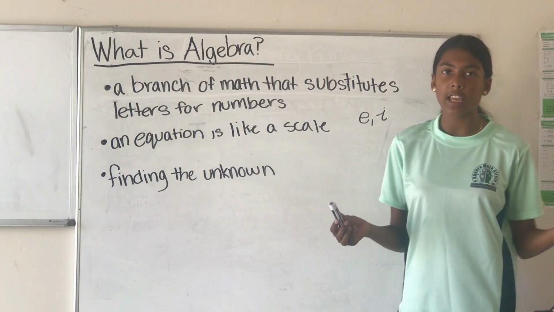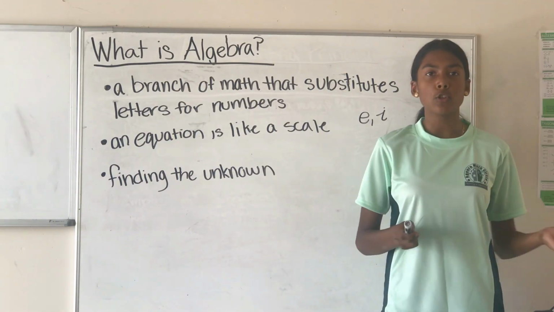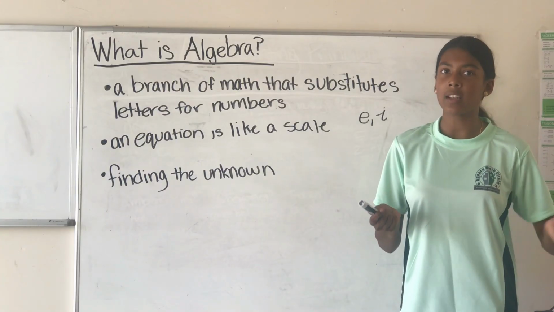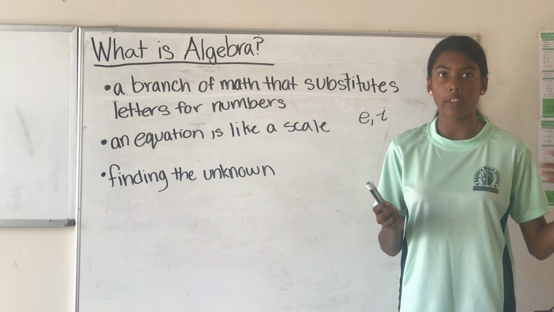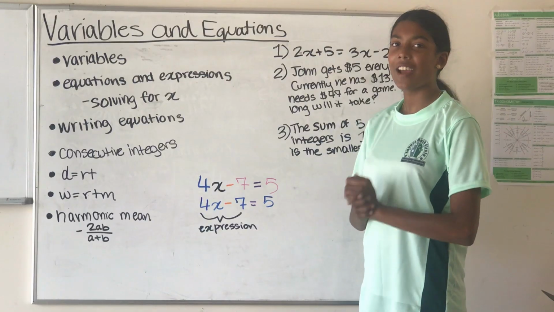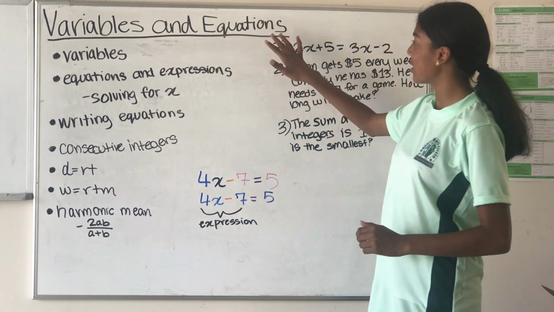An equation is like a scale. What you do to one side, you do to the other. It's like a balance. You can't disrupt the balance by only doing one thing to one side. And it's all about finding the unknown. So now we're going to move on to variables and equations.